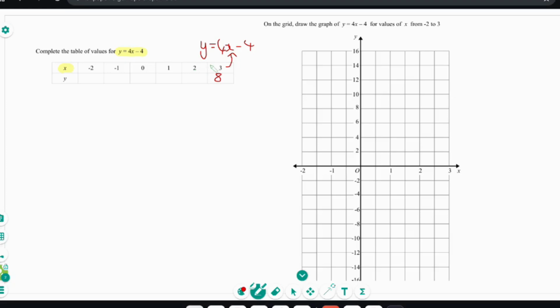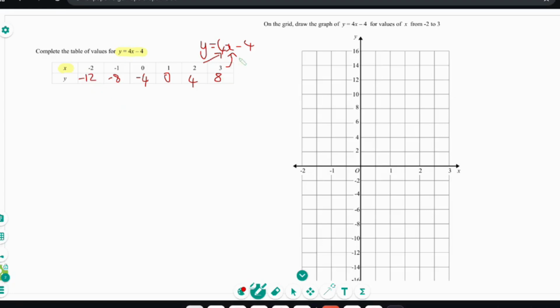When x is 2, substitute that into the equation. 4 times 2, take away 4 is 4. When x is 1, 4 times 1, take away 4 is 0. 4 times 0, take away 4, negative 4. 4 times negative 1, take away 4 is negative 8. And 4 times negative 2, take away 4 is negative 12.